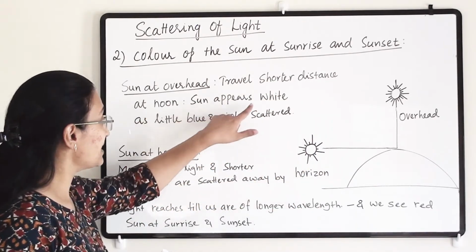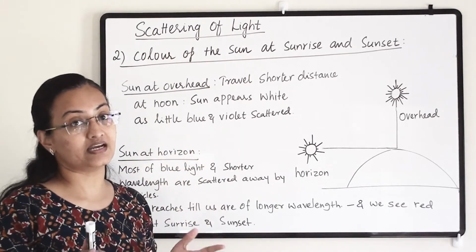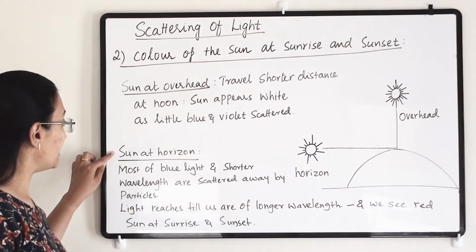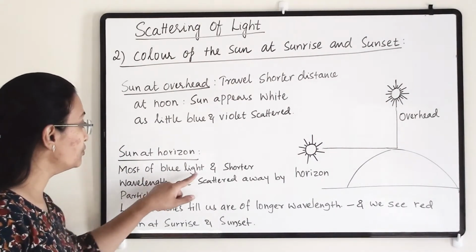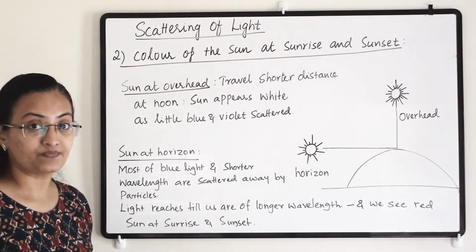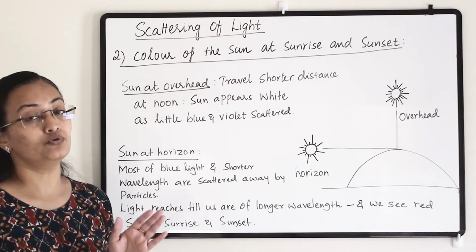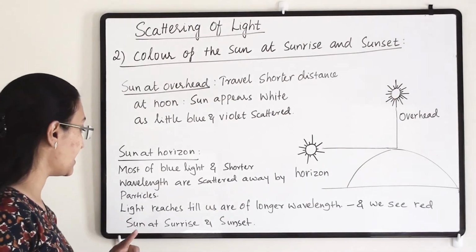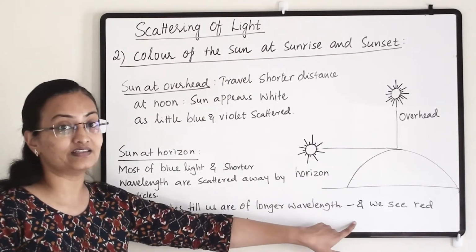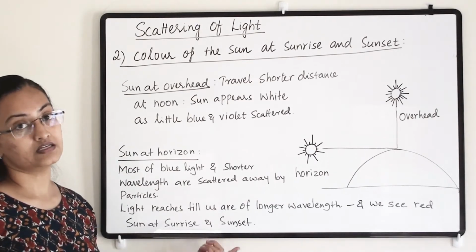So at noon, the sun appears white because only a little blue and violet light will scatter away and it will appear as white. Whereas when the sun is at the horizon, most of the blue light and the shorter wavelength light is scattered away by the particles, and the light that reaches us is only of longer wavelength. Now longer wavelength light is red color, so the light that reaches us is of longer wavelength, and that is red. So that's why we see a red sun at sunrise and sunset.